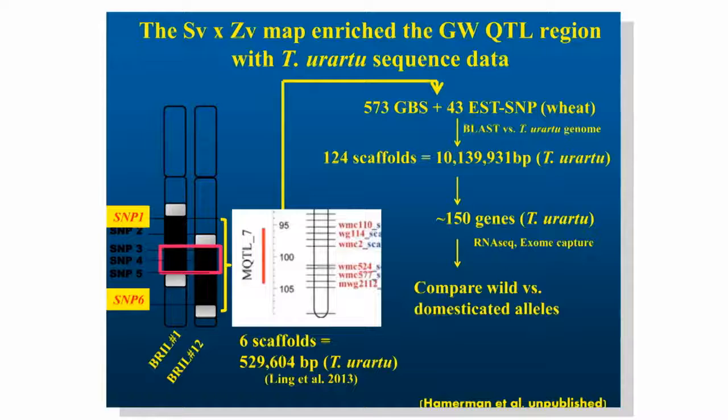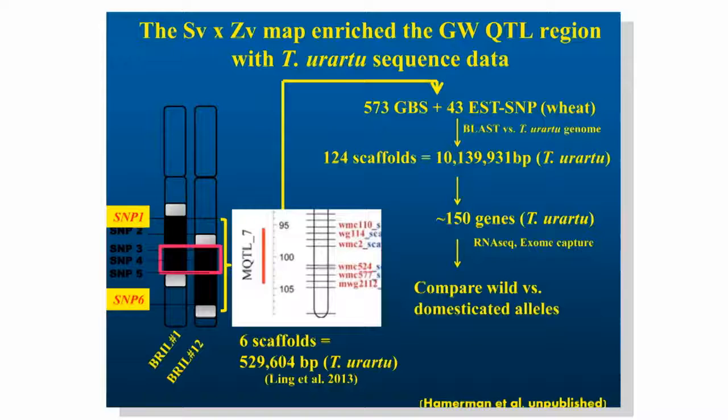So what we did here is a simple comparison. We identified this region in our GBS map, and there were 573 GBS markers and 43 SNP-based markers. We did a BLAST against the Triticum urartu genome, and this enabled us to identify 124 scaffolds, which is 10 mega of sequence data. This is a 20-fold improvement from the previous analysis. And in this region, there are around 150 genes.